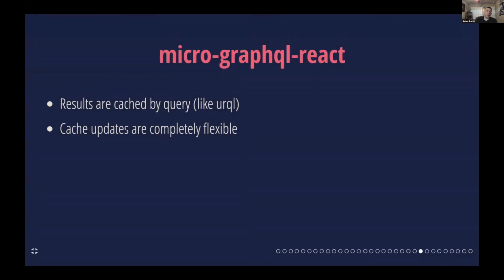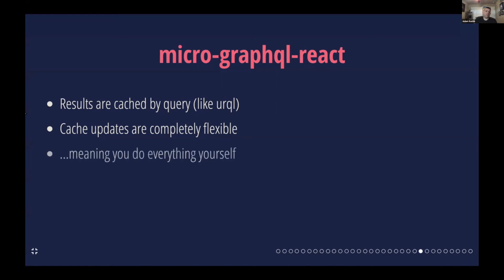And that's why I built my own GraphQL client, because I wanted those sort of options. I wanted something that let me do either. So the results are cached by query, just like Urql does. There is no normalized caching. That is ridiculously hard to get right. So I don't even try, just like Urql doesn't even try. But the cache updates are completely flexible.